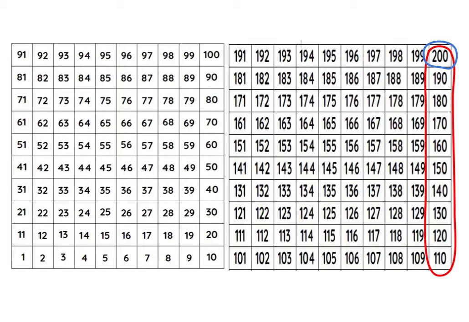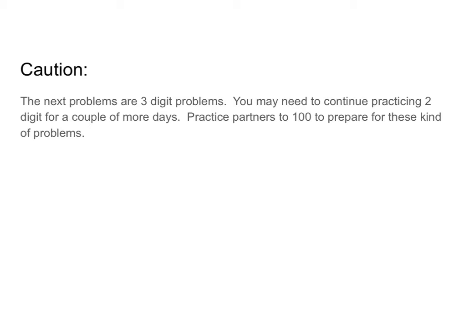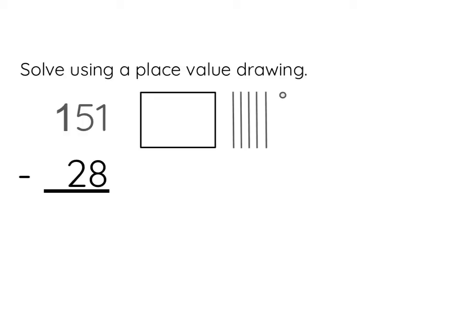Notice we now have a 200s chart, so the big benchmarks will either be 100 or 200. And our close benchmarks, if I'm doing a 3-digit number, perhaps could be over at 160 or 150, depending on the number. So pay attention. Now, just a caution, if you're not ready for 3 digits, keep practicing 2 digits and then come back to this video.